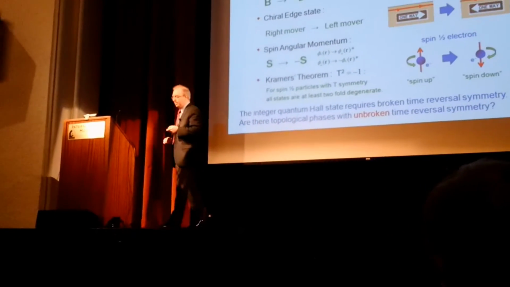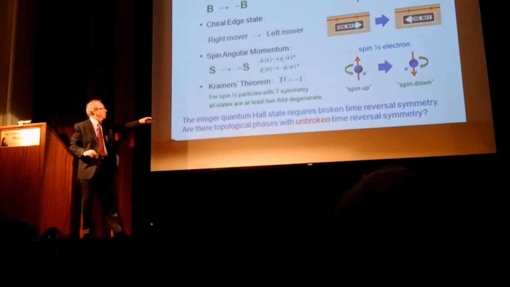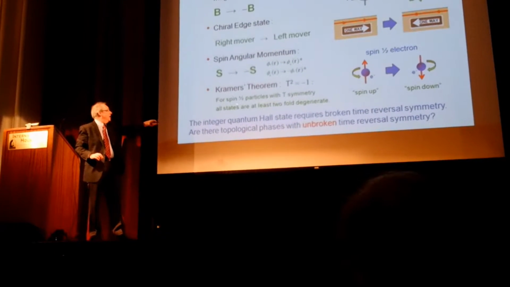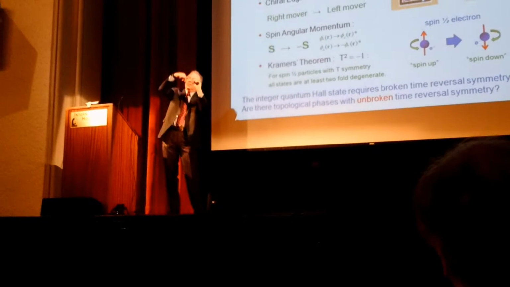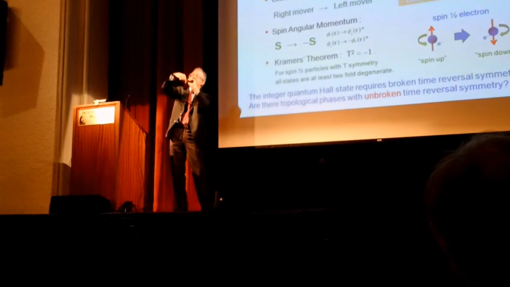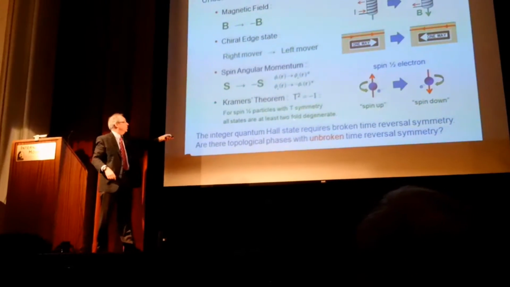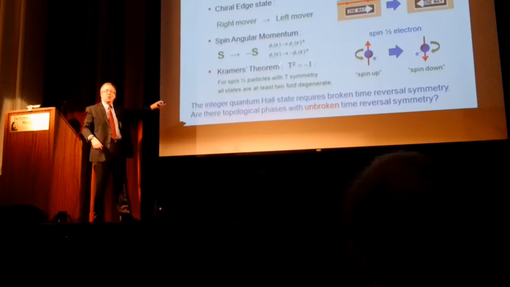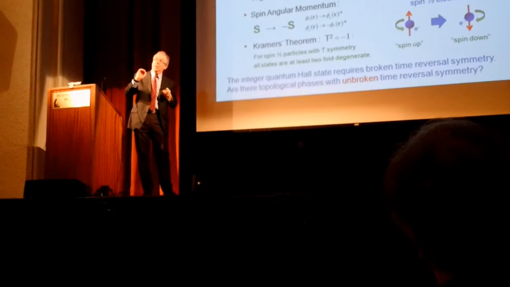This consequence has a name. It's called Kramers' theorem. What Kramers' theorem tells you is that if you have an electron, which is a particle that is either spin up or spin down, and you have time reversal symmetry, then every state has a partner which has exactly the same energy. We say those two states that have the same energy are degenerate. So every state is at least twofold degenerate, and it's this Kramers' theorem that is really at the root of why you can have what's called a topological insulator.